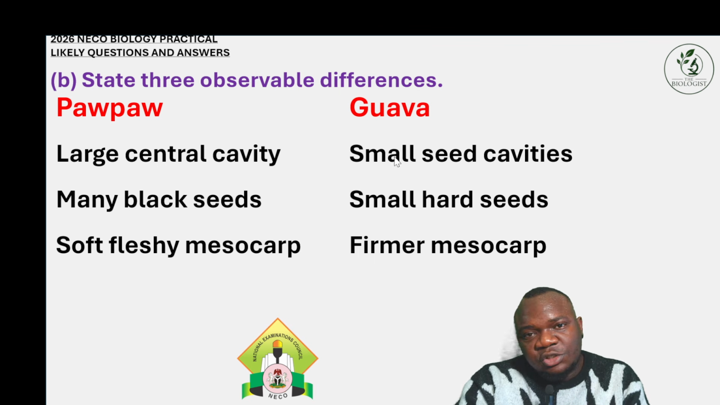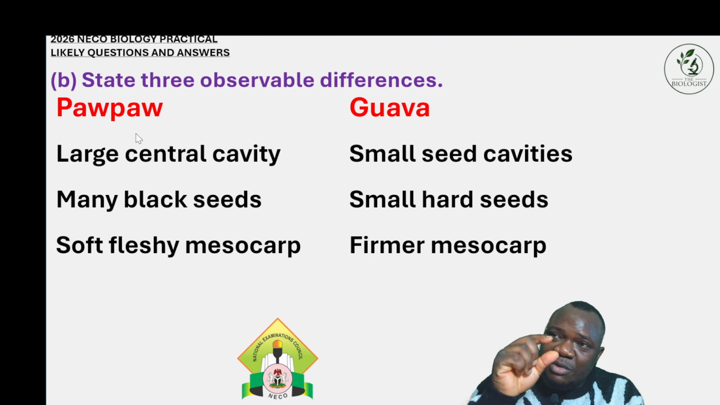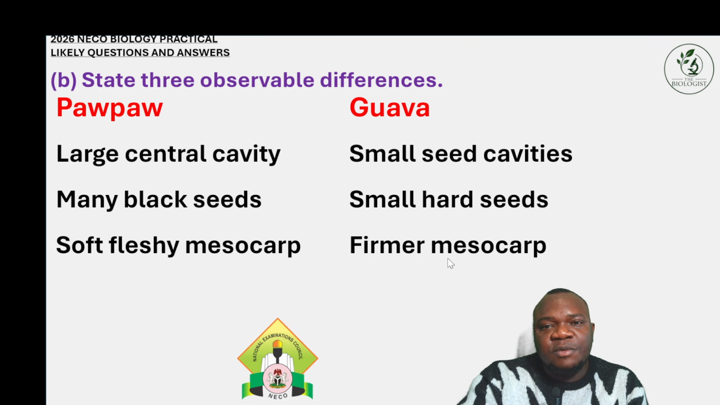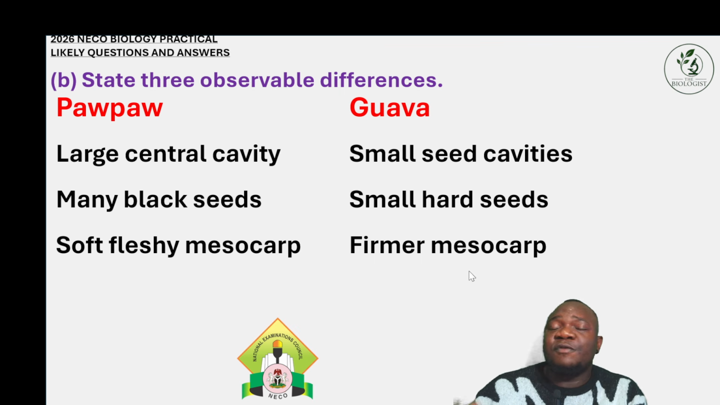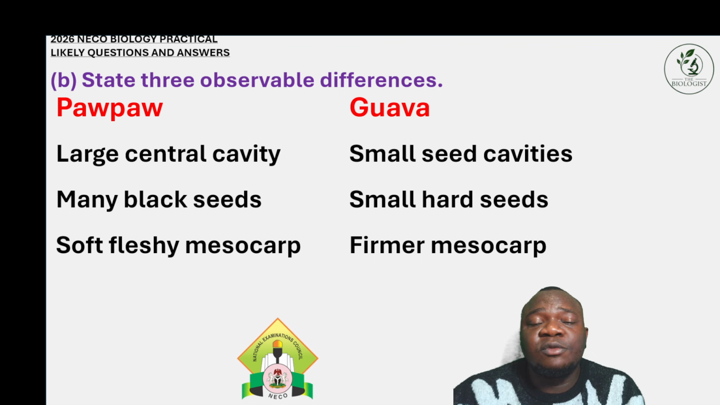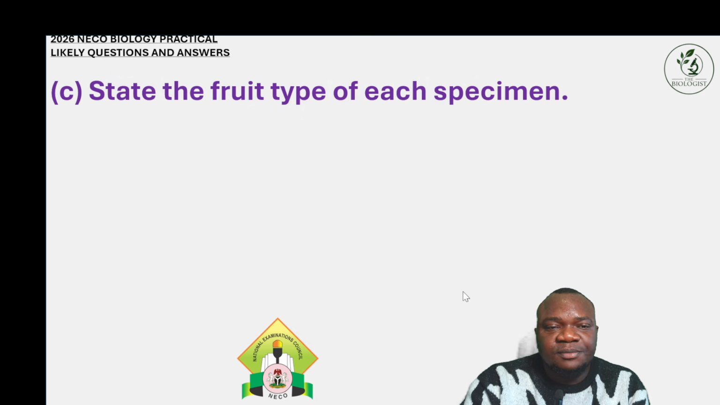the observable features have small seed cavities, many black seeds, small hard seeds, soft fleshy mesocarp. You know, pawpaw, if you press the seed together, it brings out some water. Okay, so they're very soft. All right. So the guava has the fleshy mesocarp. You know, the fruit has different parts. You have your mesocarp, endocarp, and all. Understand? So that is one piece of information you need to know for all these different plants. Okay, so you go through this and get full insight for all of them.